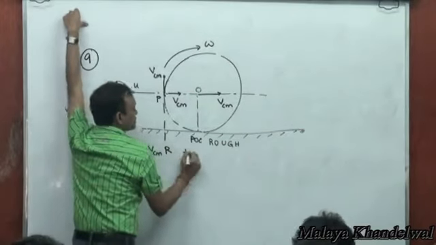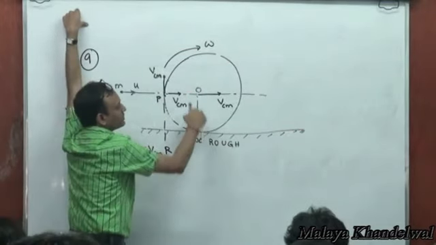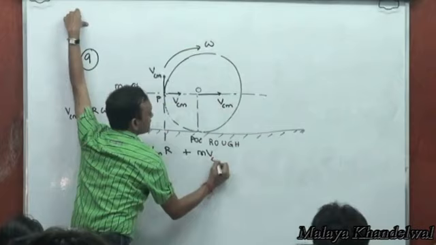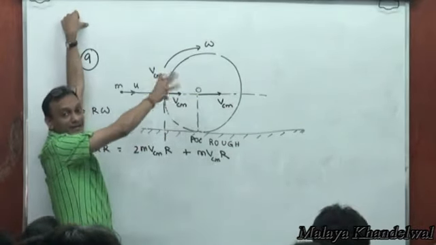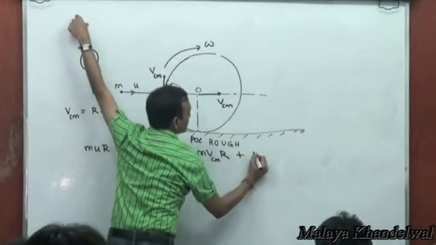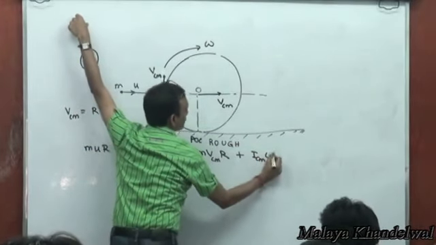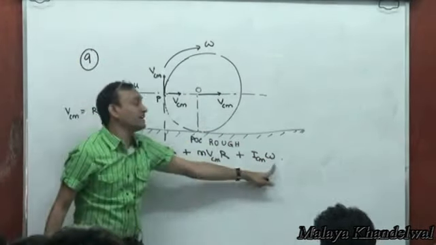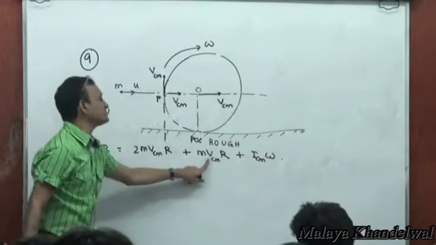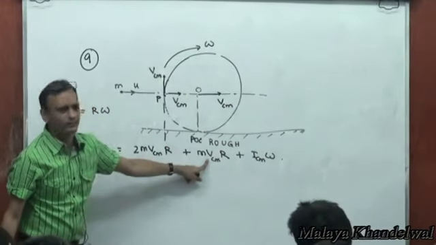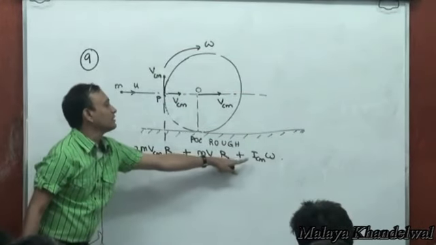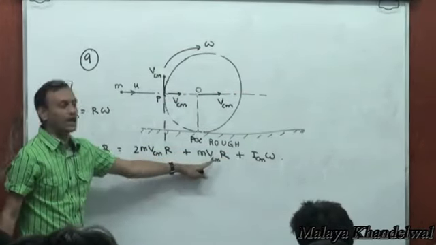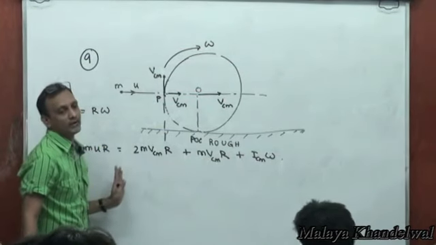And now for the disk about the point of contact, it is going to be M VCM into R plus ICM omega. ICM is MR squared and omega is VCM by R, or you can write, we want to be able to compute omega, right? So you can write this VCM as R omega. So this is like 3 M VCM R plus ICM omega. VCM you can write as R omega and solve for omega.